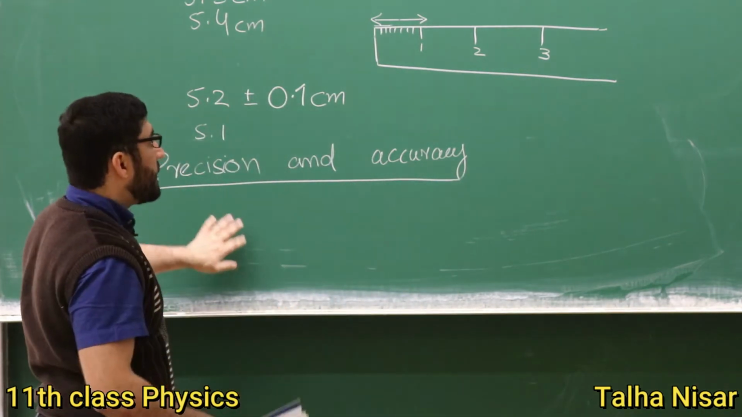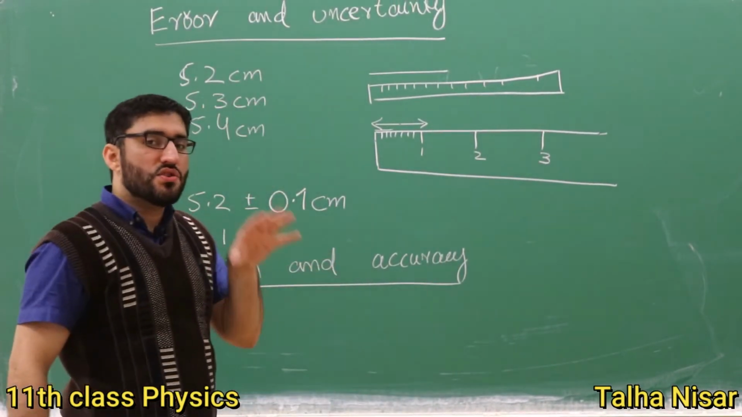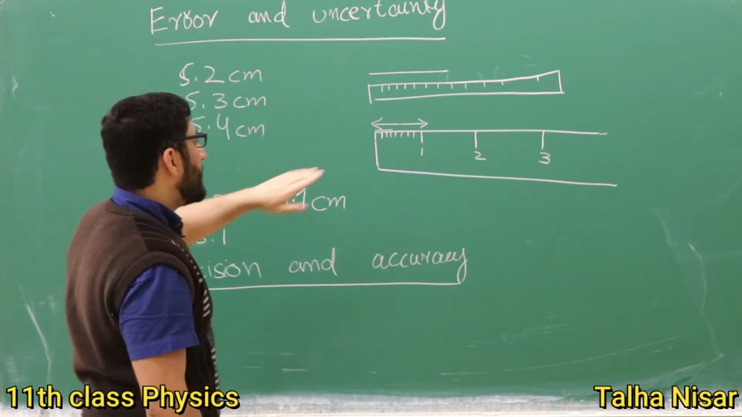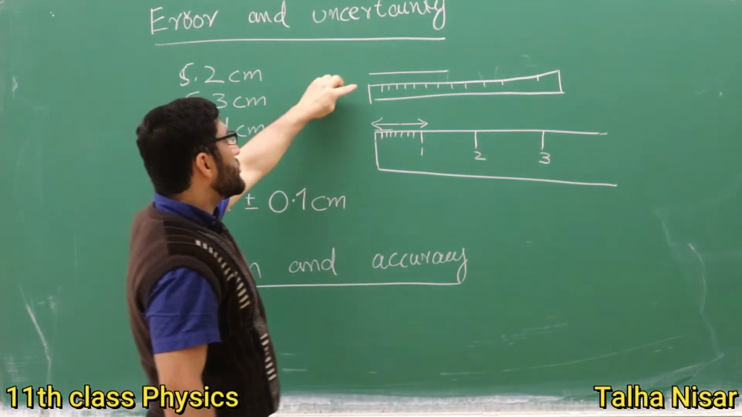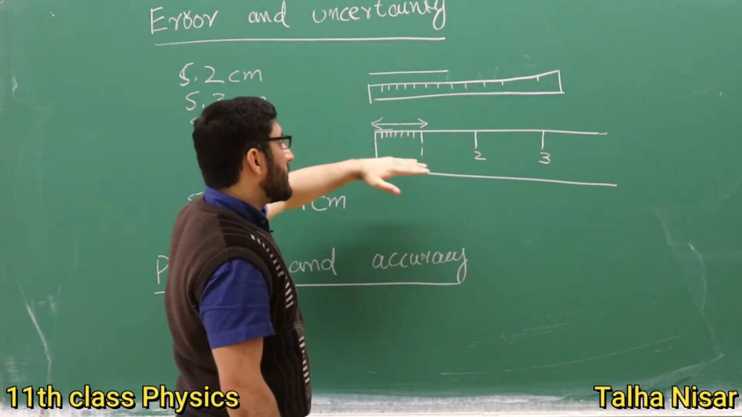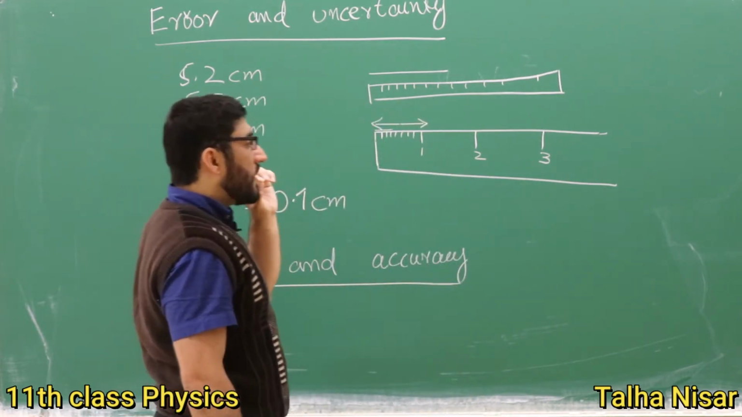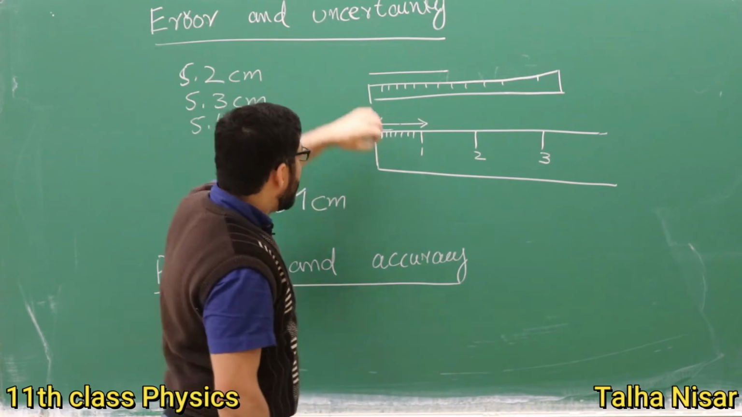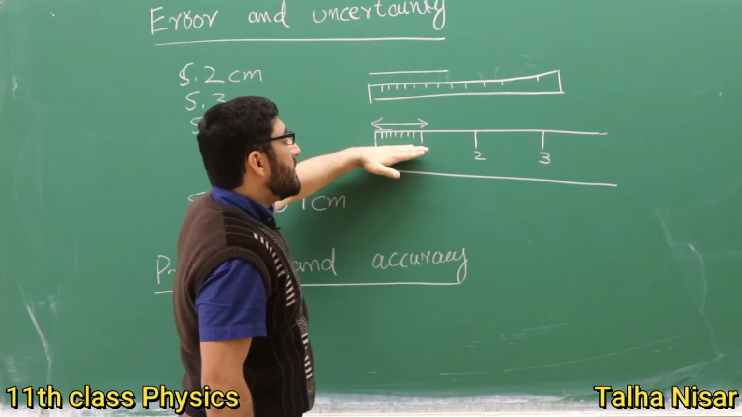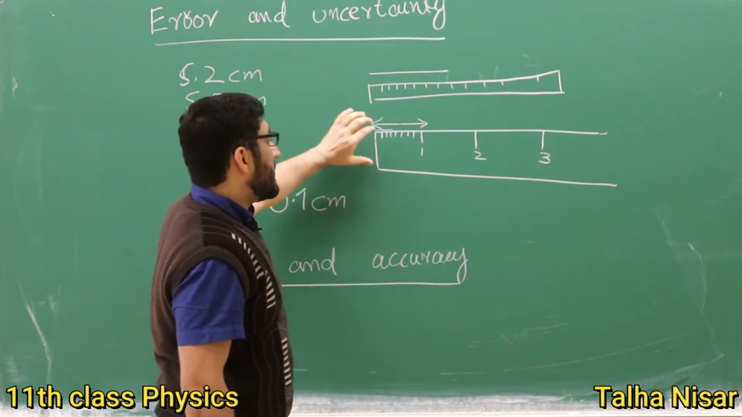So the precision is defined by the instrument, and the uncertainty is the percentage of the error. So how much is the percentage of the error? The precision is defined by the instrument. For example, if we want to measure the length of this rod with this meter rod, and then we measure the length with the vernier caliper. Since the vernier caliper is more sensitive, the least count is extremely small, much smaller than the meter rod. So the vernier caliper is more precise than the meter rod.